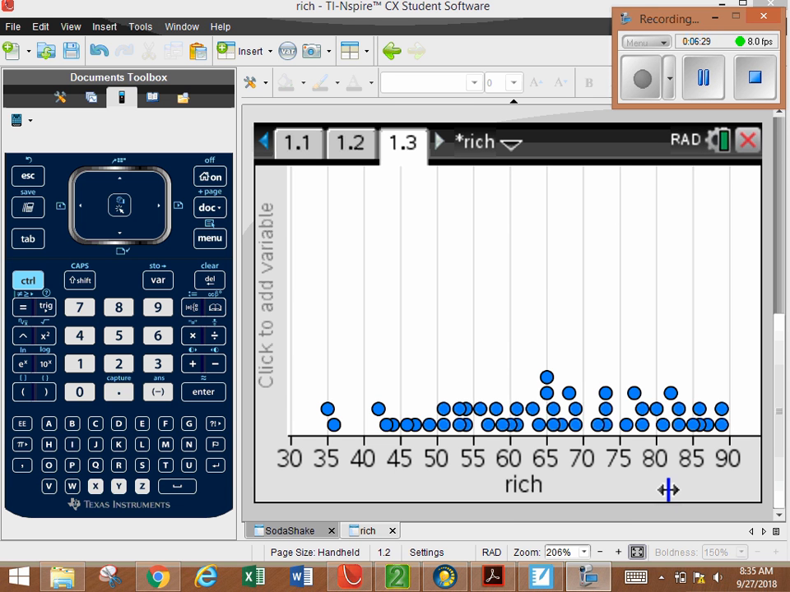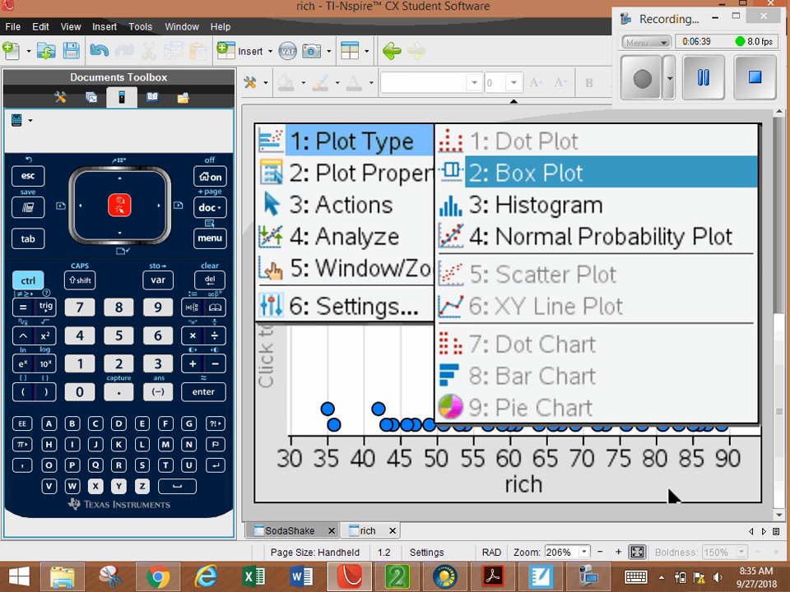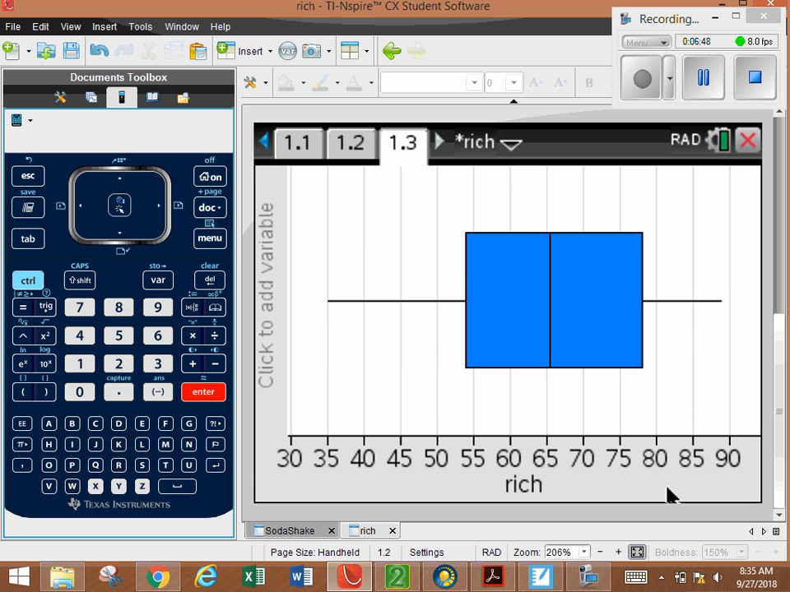Okay. Now we're going to change it. We're going to hit menu. Okay? Menu. Plot type. So before we used to do histogram, dot plot. Now we're going to choose box plot. And there it is. It looks a little bit like what we had there. It's awesome.